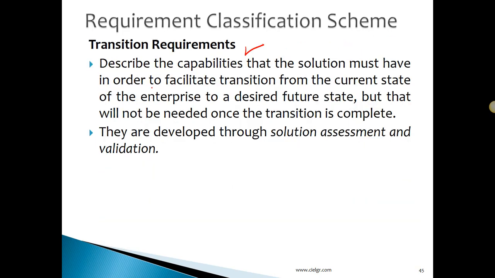And then, of course, we now have the transition requirement. So transition requirements describe the capabilities that the solution must have in order to facilitate transition from the current state of the enterprise to a desired future state, but that will not be needed once the transition is complete.